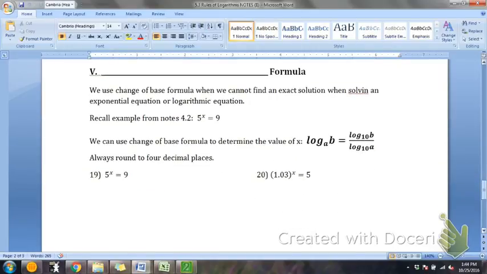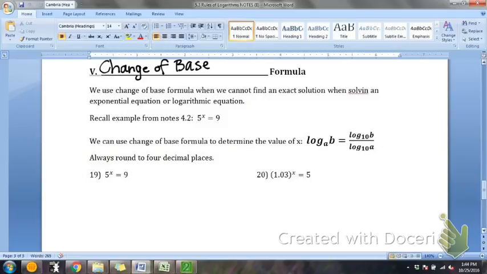Last thing here is called your change of base formula. Kaylin, sit up, please. This is called change of base formula because we want to be able to use our calculators. But the problem is, if my problem is not base 10, we can't use our calculators.